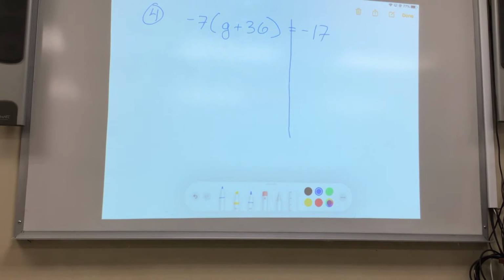For the distributive property, you have to multiply the negative 7 times the g. That's the easy part, because you get negative 7g. But then you also have to multiply the negative 7 times the 36. So you probably had to write 7 times 36 and multiply it out.